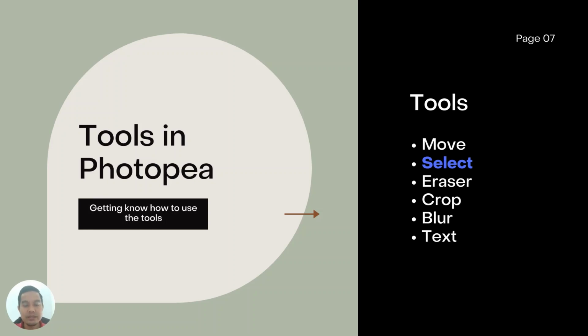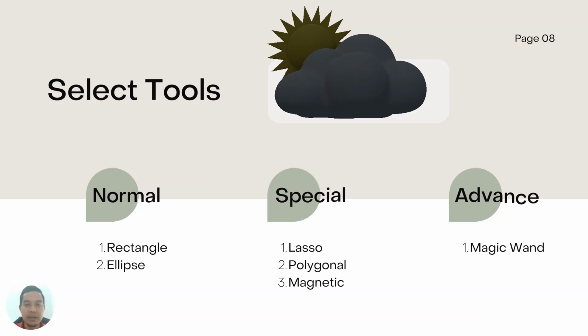Okay, next we will see the select. They have several categories, and I have used 3 categories. I just give the name: the normal selection, where you can use the rectangle and ellipse. Later on we will see that. Then the special, where you can use the lasso, the polygonal or magnetic, and then they have the advanced one, which we call the magic one. Actually they have other selections you can use, but we just focus on these 6.